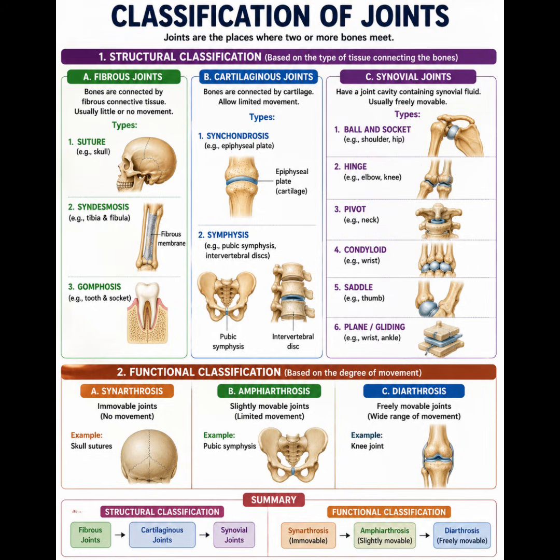The first one is the fibrous joint. The fibrous joint is a joint where the articular surfaces are connected by fibrous connective tissue. There is no joint cavity. It is an immovable type of joint. It is mainly found in the joints of the skull. It can be further divided into suture, syndesmosis and gomphosis.